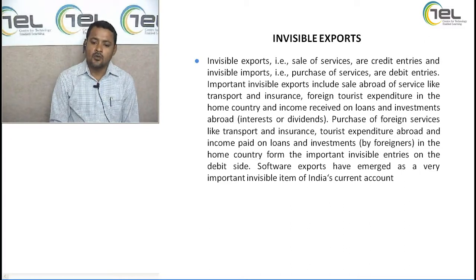So when we spend money outside on purchasing goods and services, that is a debit because that amounts to imports. Similarly, when the citizens of foreign countries, the foreigners, purchase services from us, that constitutes invisible exports. So that's credit entries for us. One of the largest sources of invisible exports is the software exports that India has come to be known for all over the world. Software exports have emerged as a very important invisible item of India's current account.